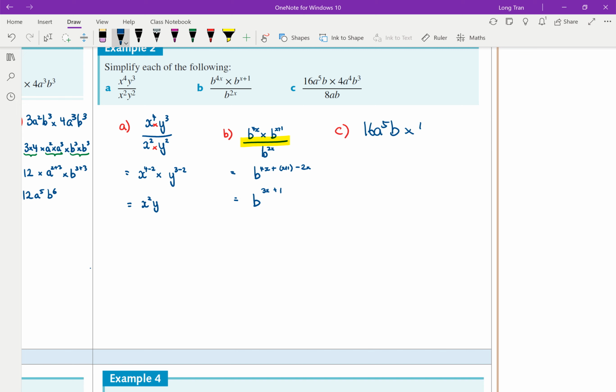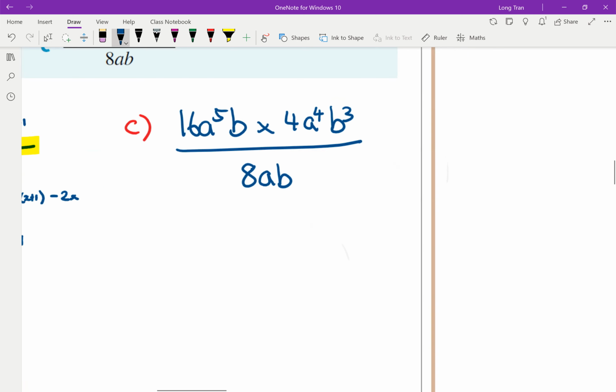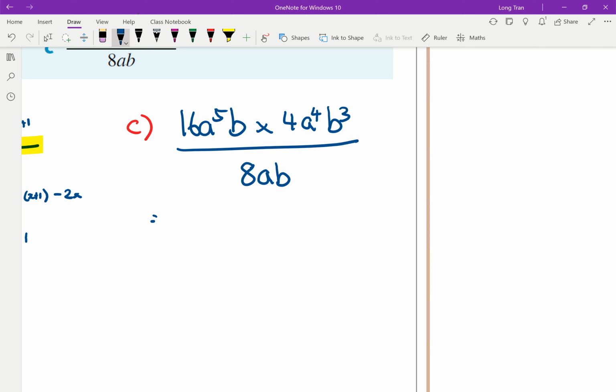16a^5 b multiplied to 4a to the power of 4 b cubed, all divided by 8ab. So again, in this particular scenario, I would keep all the numbers together. So I'd write it as 16 times 4 divided by 8. Remember, they're all actually multiplying to each other. Because they're all timesing, I can actually just split the fractions up and say times, and I keep all the a's together. So a to the power of 5 times a to the power of 4 all over a, and then times, keep all the b's together, b times b cubed divided by b.